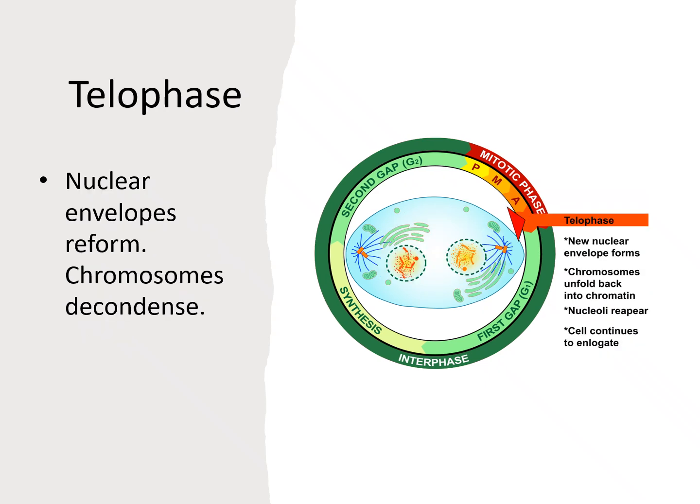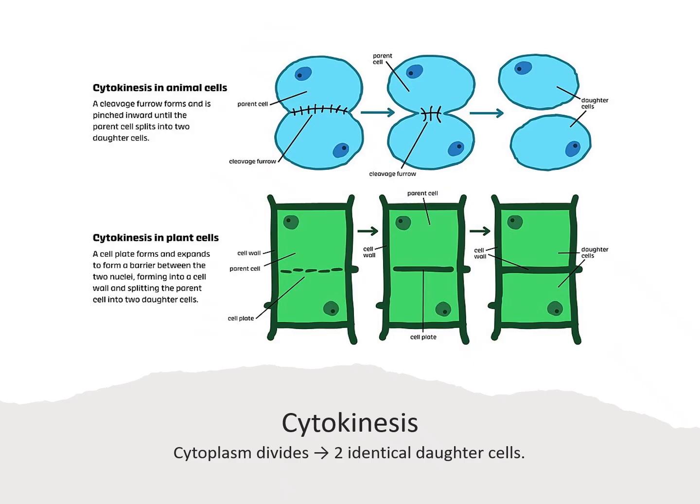In telophase, the nuclear envelopes reform and chromosomes uncoil back into chromatin. Cytokinesis divides the cytoplasm, producing two genetically identical diploid cells.